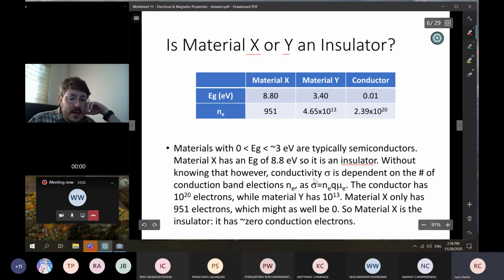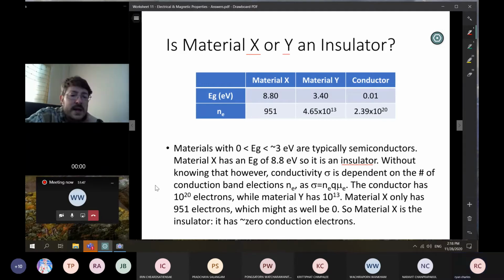conductivity, what does it depend on? It depends on the number of conduction band electrons, right? And mobility, right? But we calculated the number of conduction band electrons. The conductor, or material Z, had 10 to the 20 electrons. So I was to show you that a conductor has an enormous number of conduction band electrons. It's a very big number, 10 to the 20.